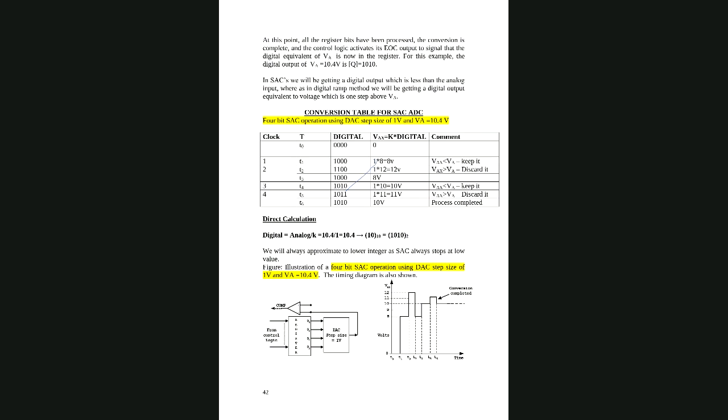Okay, so 1011 becomes 11 volt because the step size is 1, and this 11 is more than that, so it is discarded. Okay, and this way the process is complete. So here it goes from MSB to LSB. It checks, and then it keeps and it discards.